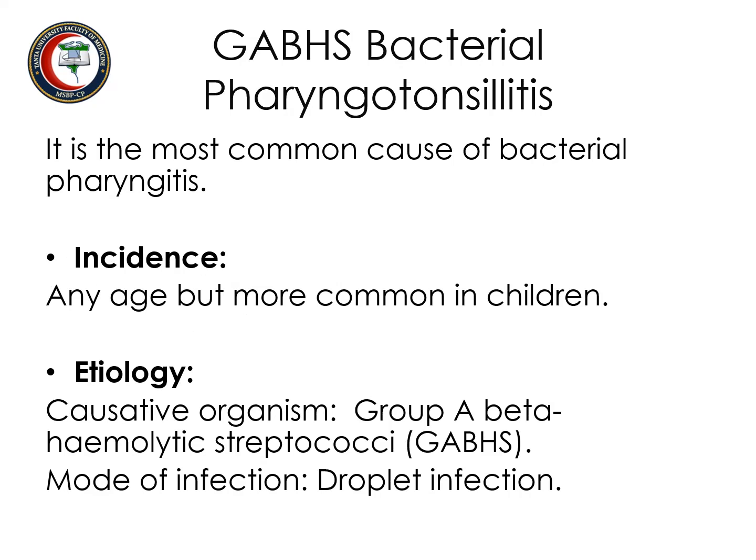So let's start with the group A beta hemolytic streptococcal bacterial pharyngotonsillitis. First of all, this is one of the most common causes of bacterial pharyngitis. It could affect any age, however, it's more common in children. The causative organism is group A beta hemolytic streptococci, while the mode of infection is droplet infection.